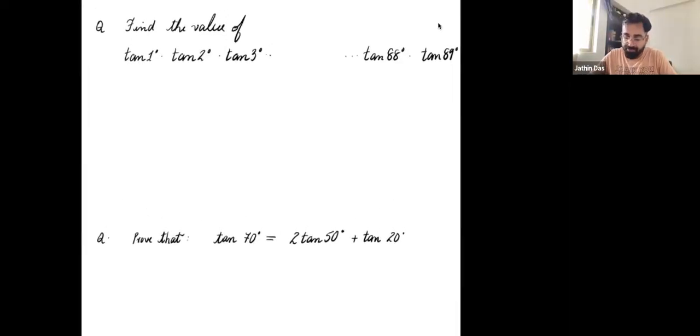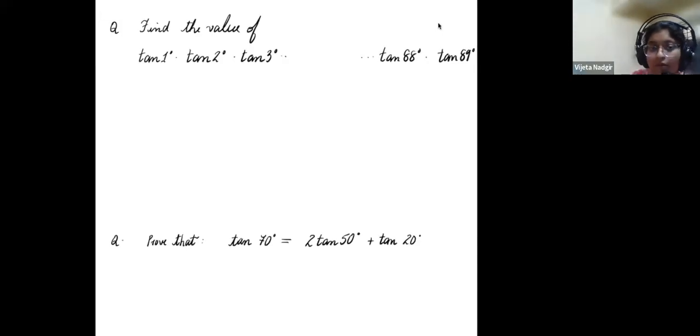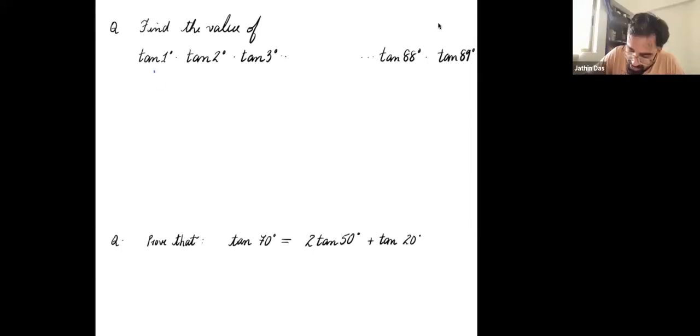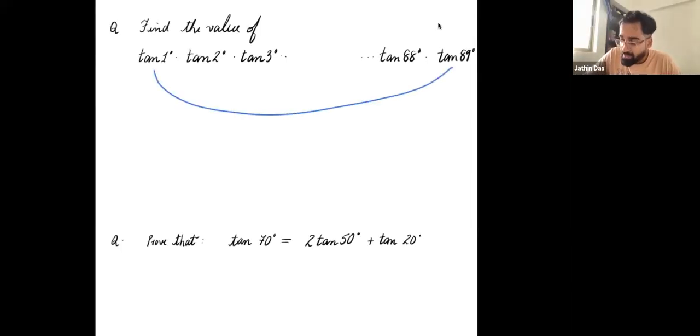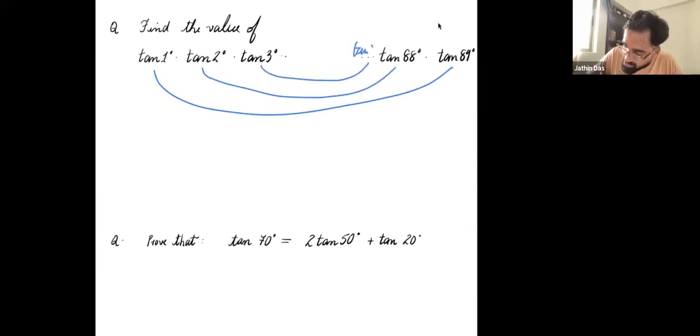What did you first get? I got 1. Okay, good. That is because tan 1 into tan 89 is cot 1 times tan 1, that is 1. Tan 2 into cot 2, like that. And all this is 1. So 1 into 1, like that. How many pairs will be there? 44 pairs will be there.